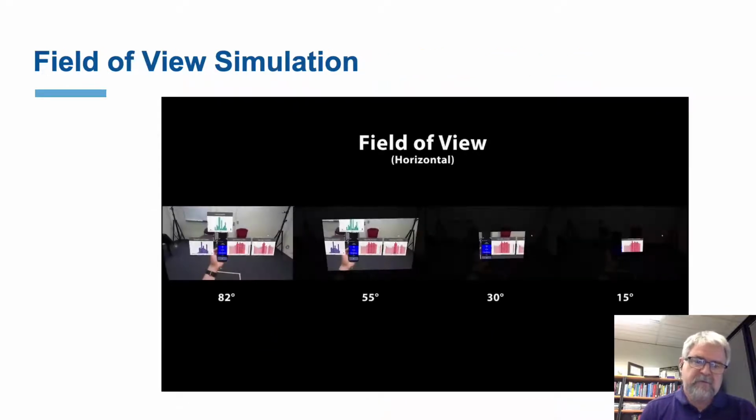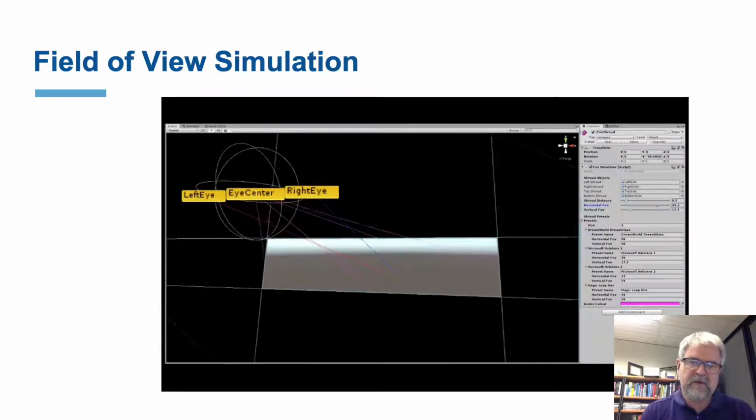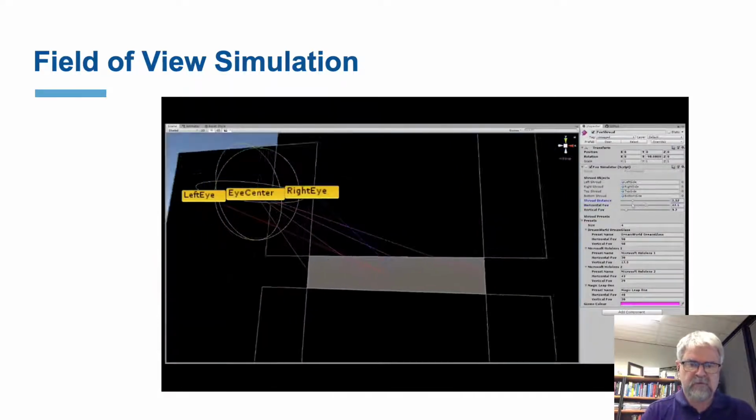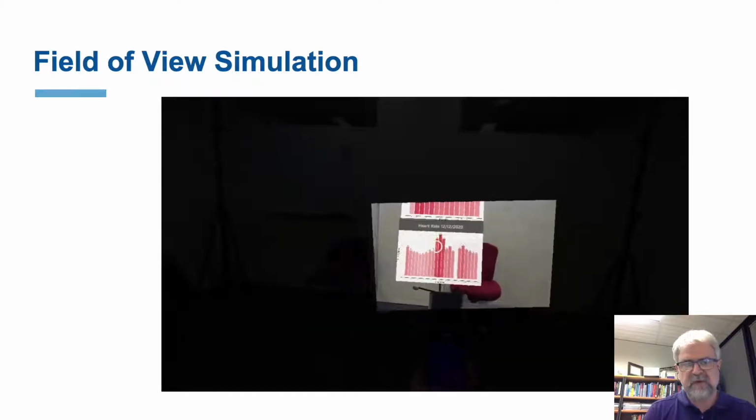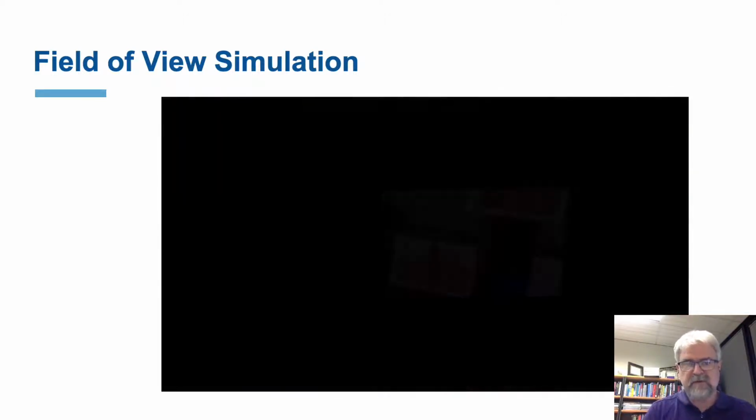We can also simulate different fields of view. So because we have a physical field of view of 82 degrees, it means we can simulate anything up to 82 degrees field of view. And so this shows you the Unity interface that allows us to make smaller or larger simulated fields of view.